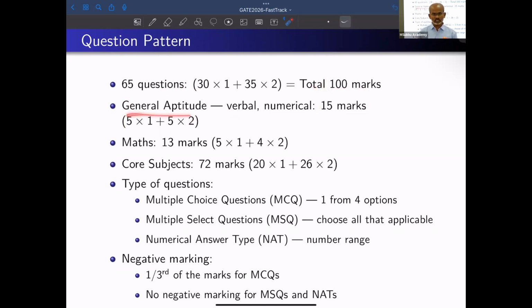This general aptitude is almost common. Suppose in the same session, along with chemical, sometimes biotechnology people also will be there. The GATE examination is conducted in 8 sessions, with Saturday and Sunday, that means in 2 weeks, 4 days, 4 into 2 times.